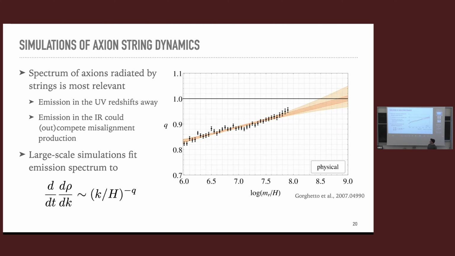So the question here is, does the string emission go into sufficiently IR modes to be noticeable in our calculation? And at the scales that can be simulated right now, the answer is no. But again, thanks to Marco and Giovanni, we have some simulations that say, although initially the emission is UV dominated, it is trending towards IR dominated. And if you extrapolate this spectrum out, you find a very, very IR-dominated emission spectrum at times relevant for the QCD phase transition, which could change your axion relic abundance by several orders of magnitude.